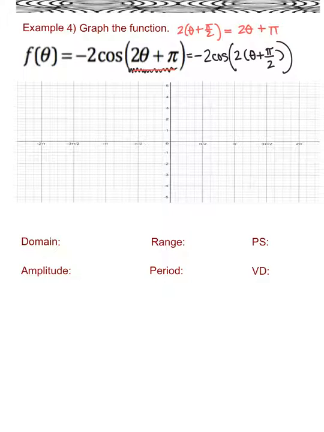So what this allows me to see is that I have several transformations going on. I can see my cosine function is my parent. I've got a reflection about the x-axis, an amplitude change of 2. I have a period change here, and then I also have a phase shift here. So this is a big one.